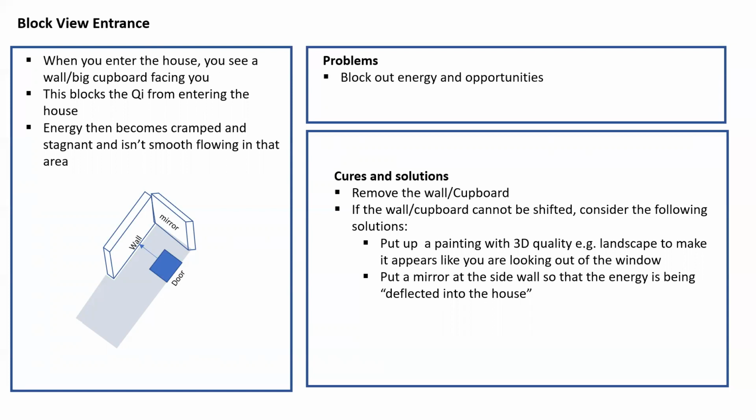So the remedy to this, of course, if you can, is to remove the wall or the cupboard so that there is a brighter hallway when you first enter the house. If not, you could consider buying a painting with 3D quality, like a landscape, and hang it on the wall so that it looks like you are looking out of a window. Another way is to put a mirror at the side wall so that the energy is deflected into the house. Most important is to let the air or the Qi circulate in the doorway.